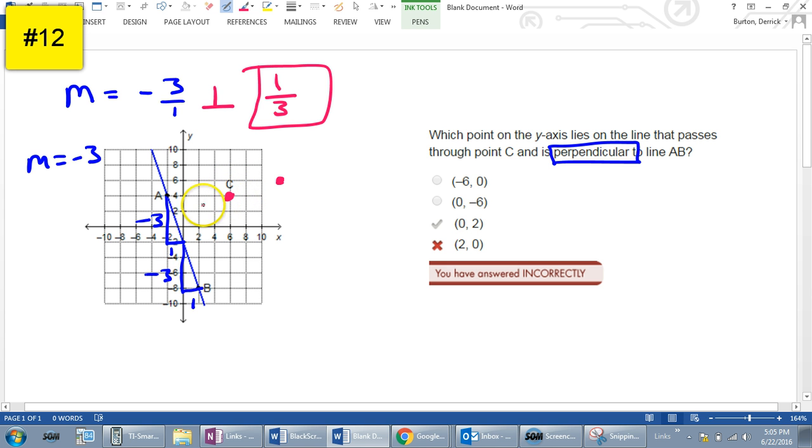But that's okay. I'm going to go in the other direction. In the other direction, it would be down 1, left 3. And that I can continue. Down 1, left 3. Down 1, left 3. Okay? Anyway, so what are they asking us? What is the point on the y-axis? So you can see where it hit. It's right here. Okay, so it touches the y-axis at the point 0, 2. Okay? Did that make sense?